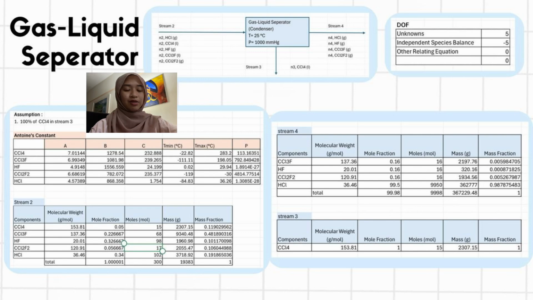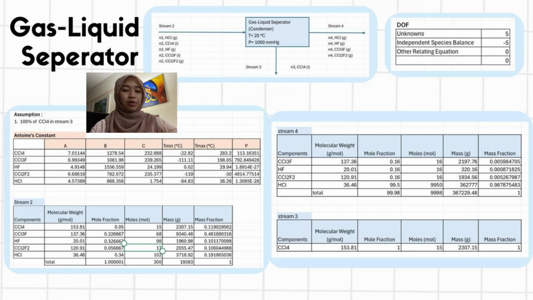In this gas-liquid separation process, we aim to separate a mixture into distinct gas and liquid streams, with HCl recovered in the gas stream as a final product. Let's begin with the input stream labeled as stream 2. This stream contains a mixture of CCl4, CCl3F, HF, CCl2F2 and HCl with a total of 300 moles. From the mole fraction, we know that 34% of the mixture is HCl, which corresponds to 102 moles.